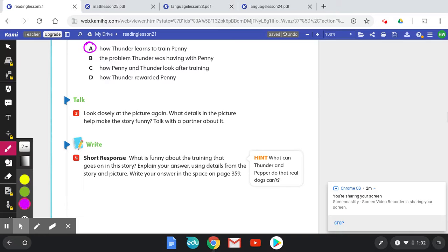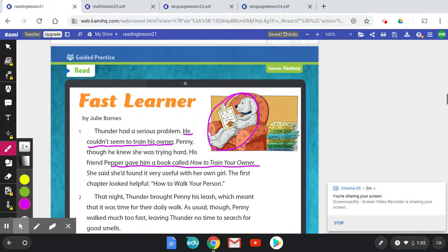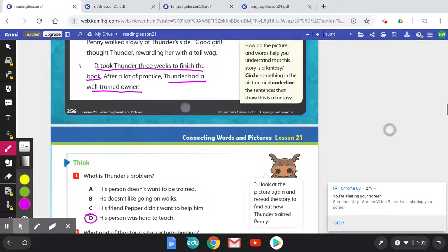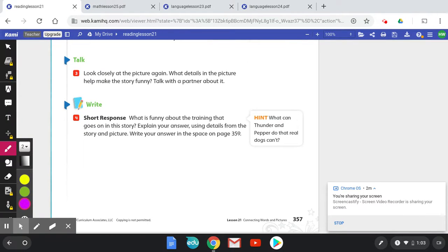So number 3 says, look closely at the picture again. What details in the picture help make the story funny? Talk with a partner about this. So you can think about this or talk with someone about this. I just think it's hilarious when I look at this picture because I see the dog sitting back reading this. And it says how to train your owner in 30 days. This is hilarious to me. It's a cute book on how we've kind of switched the roles of an owner and a pet.